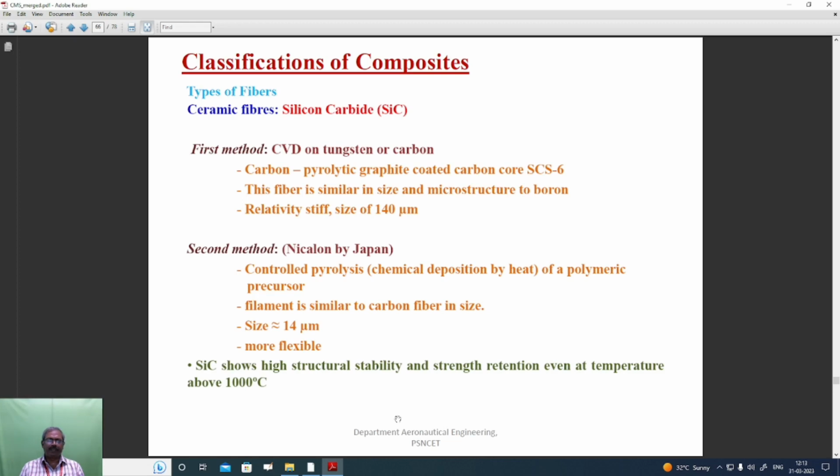The second method is Nicalon, by Japan, made by controlled pyrolysis of a polymeric precursor. The filament is similar to carbon fiber in size, up to approximately 14 micrometer, and is more flexible. Silicon carbide shows high structural stability and strength retention even at temperatures above 1000 degrees centigrade.